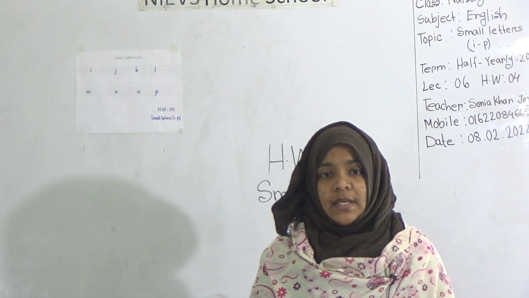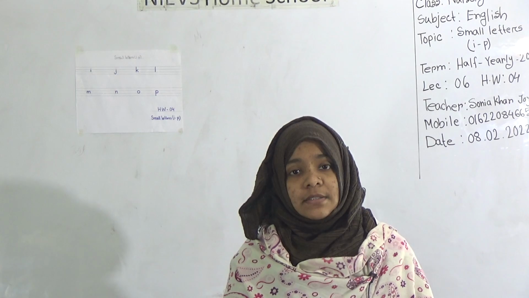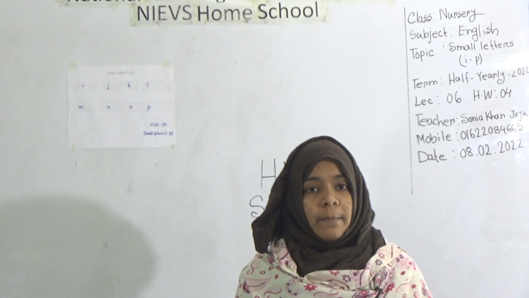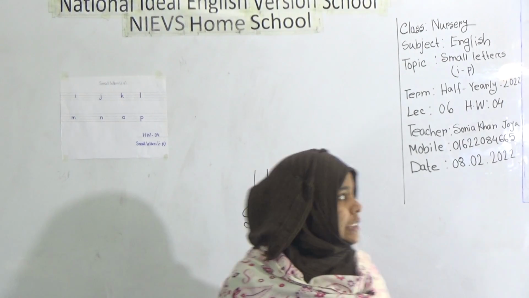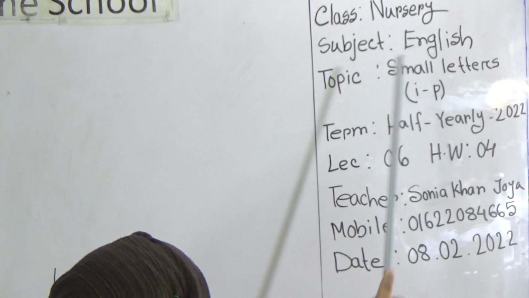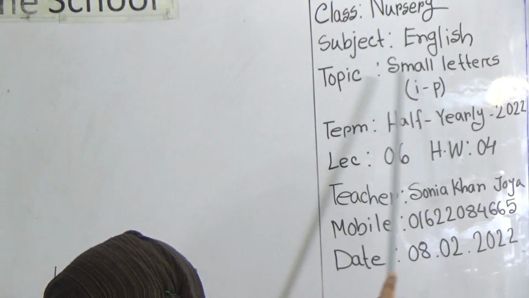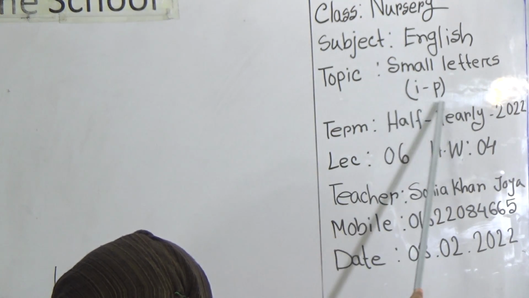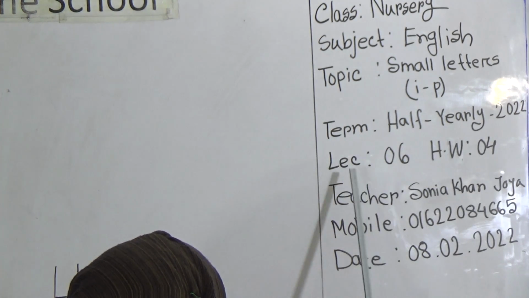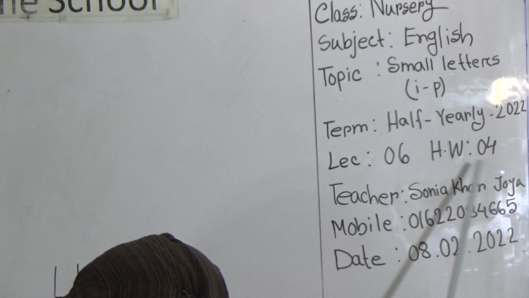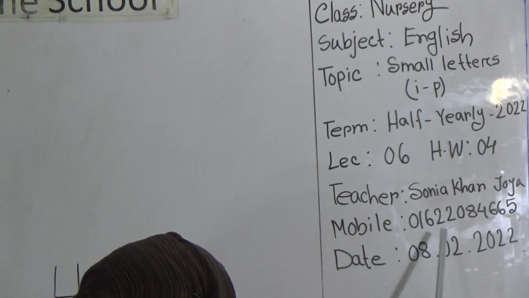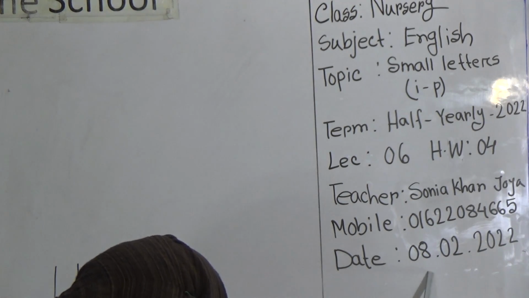Today I am going to take an English class for nursery students, and our today's topic is small letters I to P. Look at this board, my dear students. This is class nursery, subject English, and your today's topic is small letters I to P. This is term half yearly 2022, your lecture number 6 and your homework number 4, and this is your teacher Sonia Joya, and this is your teacher's mobile number, and this is today's date.